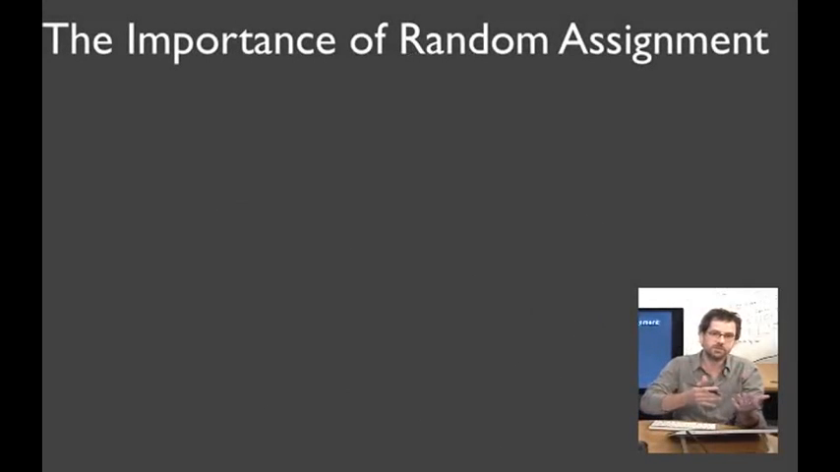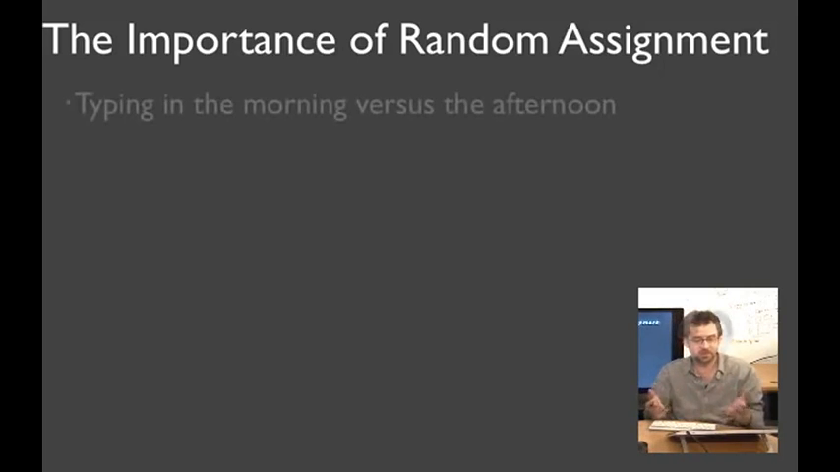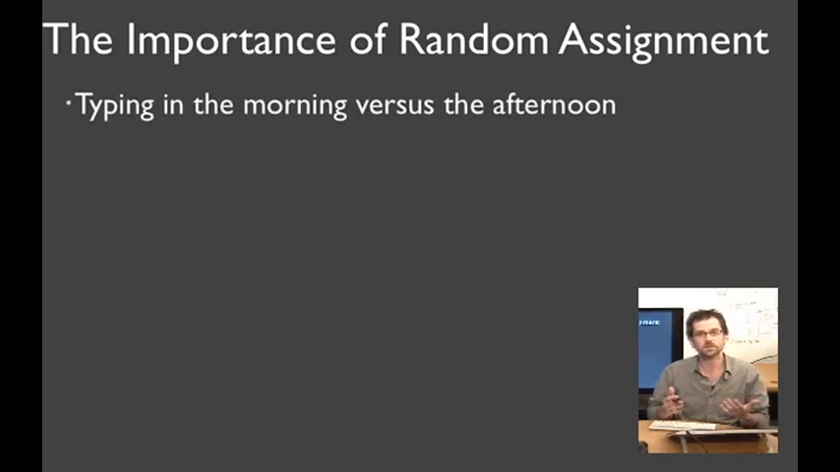Whether you choose a between subjects approach or a within subjects approach, the most important thing to do is to make sure that the odds that any particular participant ends up in a particular condition or particular condition ordering is completely random, is even. We can illustrate this with an example.